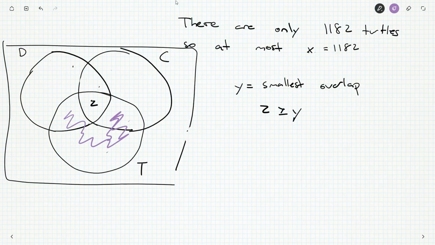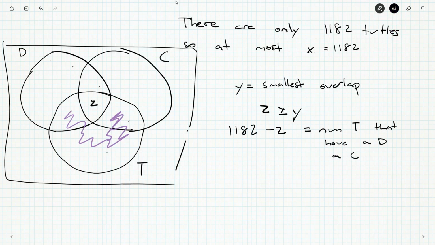So everything out here is 1182 minus z. So this is the number of turtle houses that have a dog, a cat, or neither, but not both. Okay? So this number itself is restrained. So this must be less than or equal to 1182 minus y. So that's the purple value.